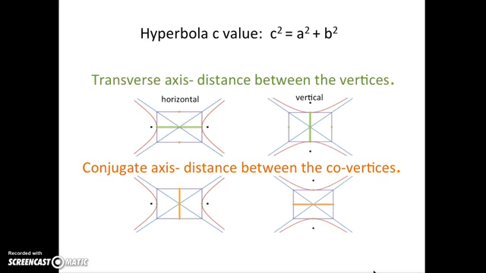Hyperbolas have transverse axes, which is the distance between the two vertices. So if it's a horizontal hyperbola, the transverse axis is going to be horizontal. If it's a vertical hyperbola, the transverse axis is going to be vertical. And the conjugate axis is the distance between the covertices, so going the opposite perpendicular direction.